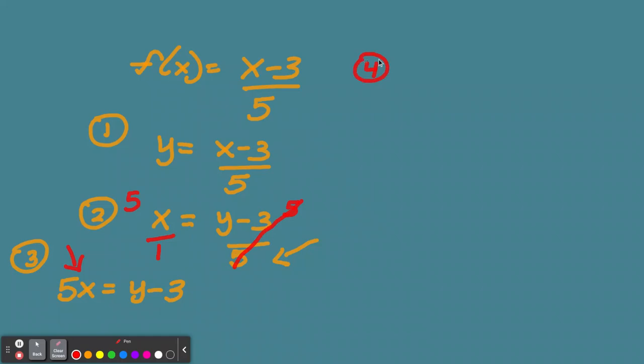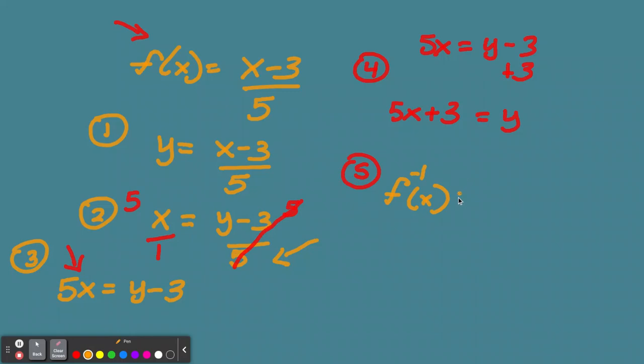Now, step 4. Let's put that 5x equals y minus 3 up here. We add the 3, do the opposite operation. We're going to have 5x plus 3 equals y. And we're almost done. Now instead of having f of x, we're going to have the inverse notation. Step 5. So we're going to say f with the negative 1 up there, of x equals 5x plus 3. And we're done. We just inversed it.